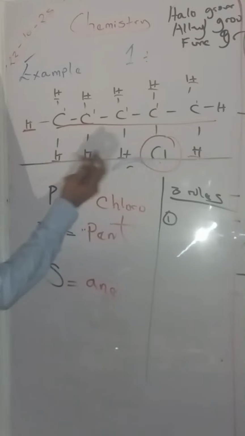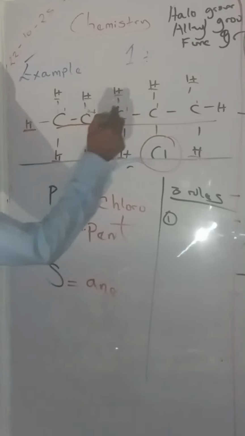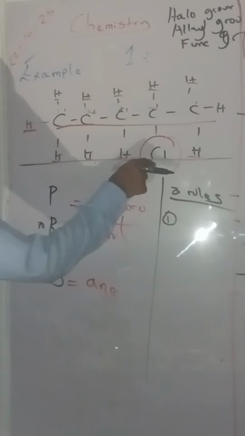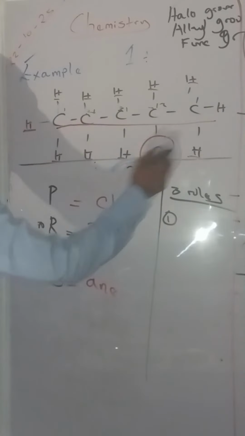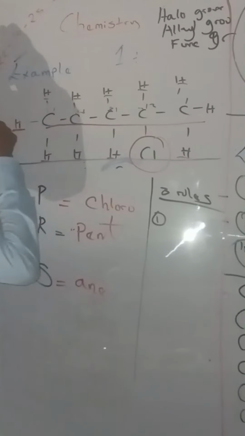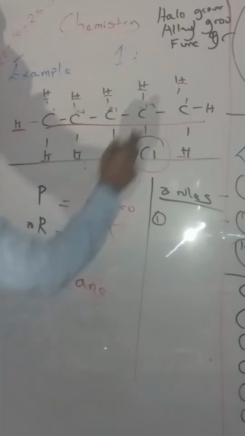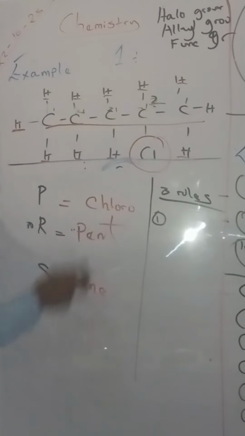Look at this guy here. It's not from this side. It should be 1, 2, 3, 4, which is chlorine on number 4. It's not from here, 1, 2, chlorine on number 2. Which is closer, 2 or 4? It is 2. That's the closest. So in that case, this chlorine is 2. So bring the name out.